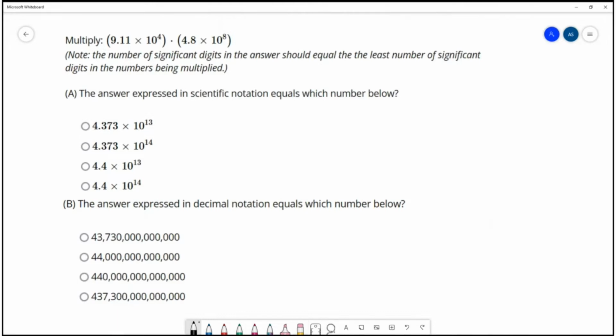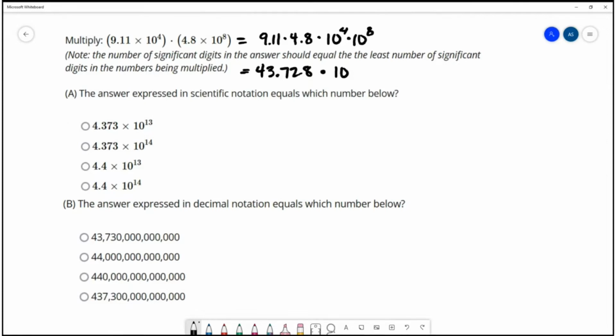But when we multiply in scientific notation, we can multiply the numbers together, 9.11 times 4.8, and then multiply the powers of 10 together. When we multiply the powers of 10 together, it allows us to use our rules of exponents. So in my calculator, I'm doing 9.11 times 4.8, and that gives 43.728 times 10, and we're going to add the exponents.